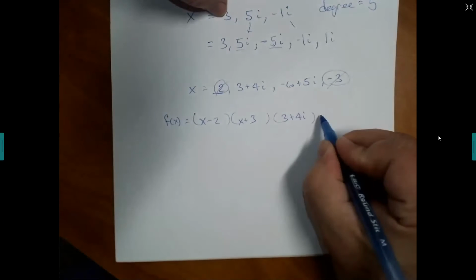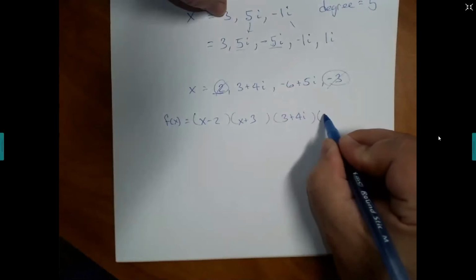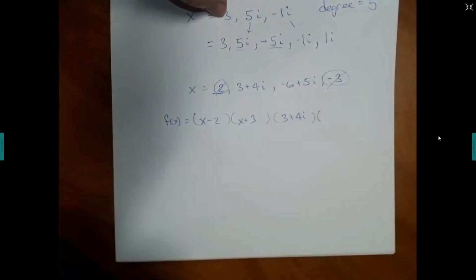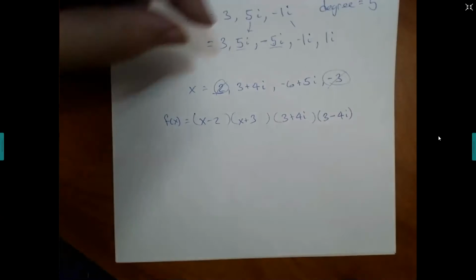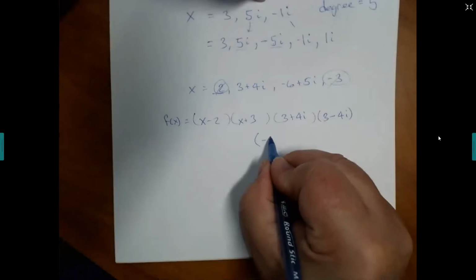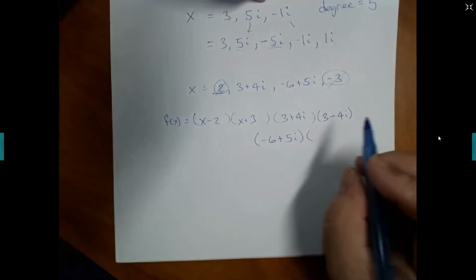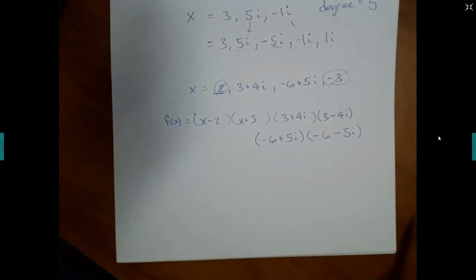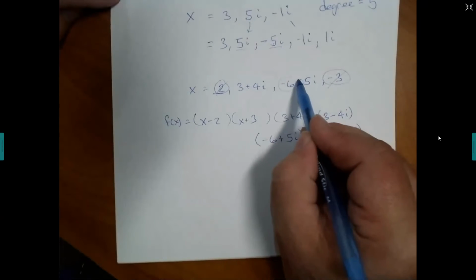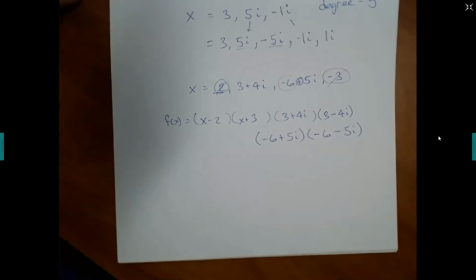3 plus 4i. What's its conjugate? 3 minus 4i. All you do is change the sign in the middle. Then we have -6 plus 5i. So it becomes -6 minus 5i. So don't worry about the leading term. It's the sign in the middle that changes for a complex conjugate.